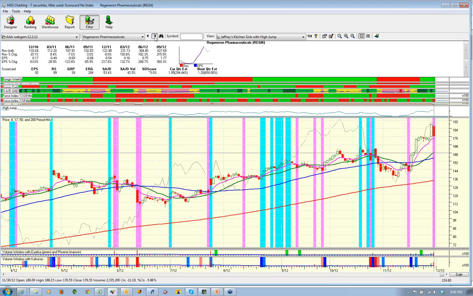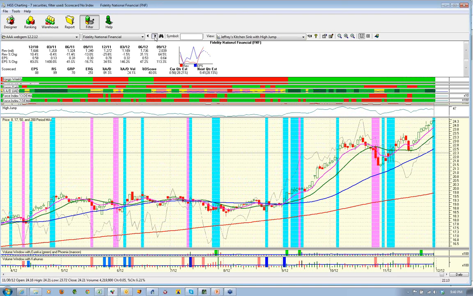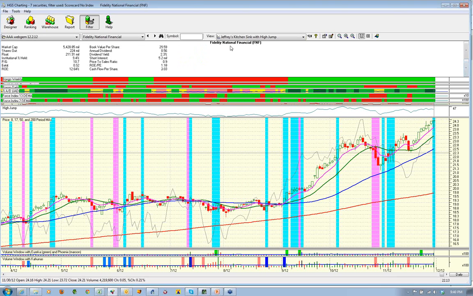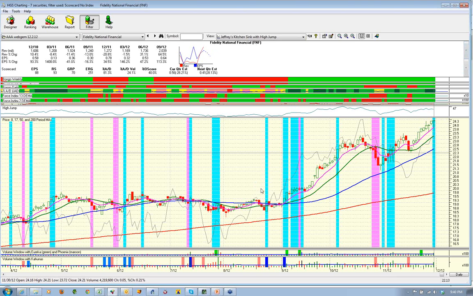We talked about Regeneron already. We didn't talk about this financial, but what a nice run up here. Again, a little bit extended for my taste. Don't like the earnings per share growth. Pays a dividend of 2.3%, but we're looking for leaders. That's clearly a leader.